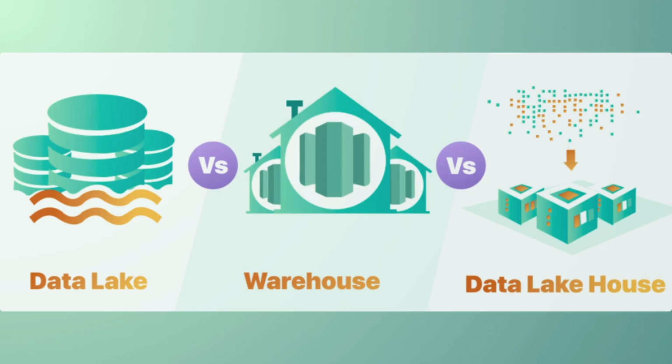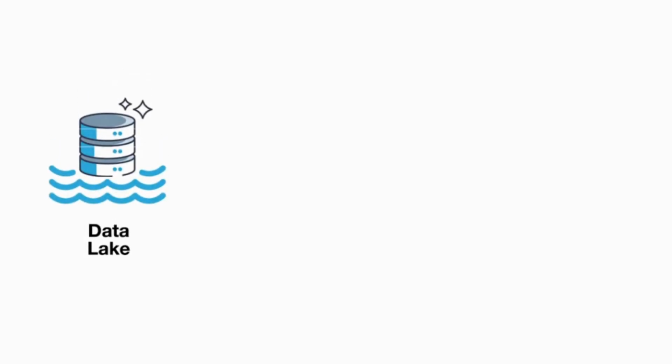So, let's dive in. First, we have a data lake. Think of a data lake as a giant storage where you can dump any kind of data: raw data, messy data, unstructured, structured data, IoT logs, images, PDFs, anything. It uses something called schema on read, meaning the rules for reading data are applied only when you actually use it. That's great for flexibility, but it can be slow for analytics.